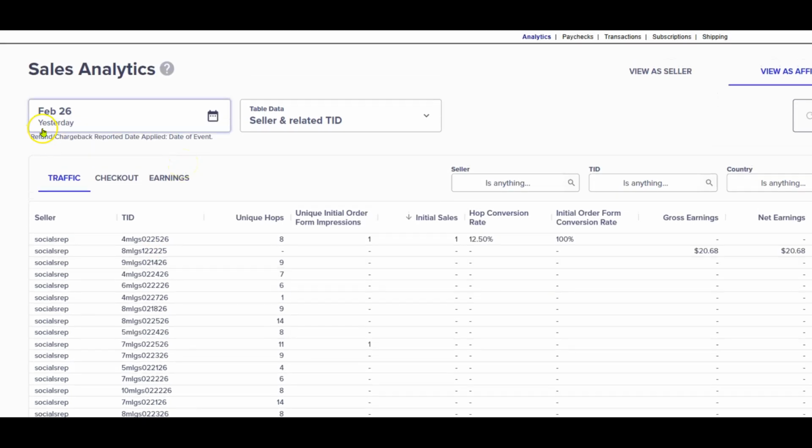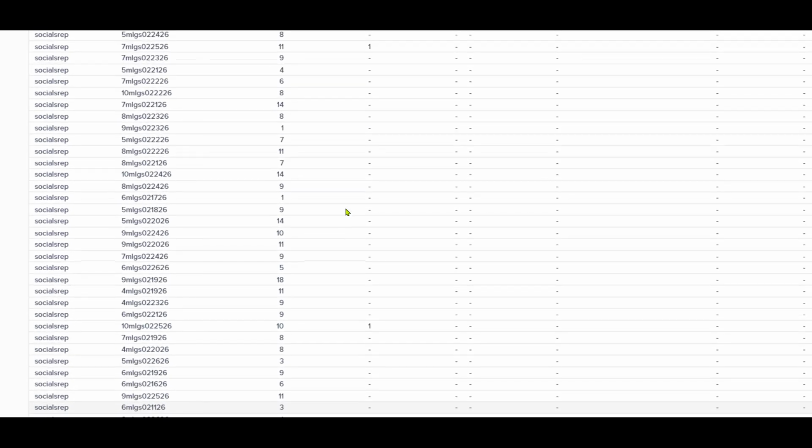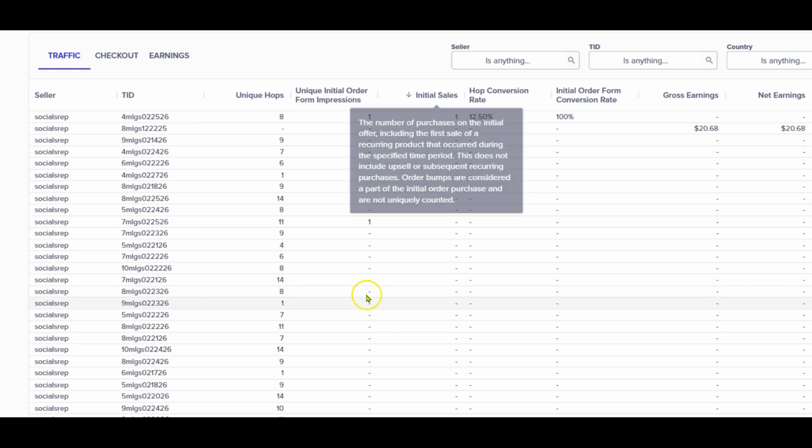So of all the emails that were opened up on February 26th, a total of 461 of those people clicked on the link in the email and were taken to the social sale rep sales page. From there, 3 people went on to load up the order form page, and one of those 3 people signed up for the 3-day trial period.